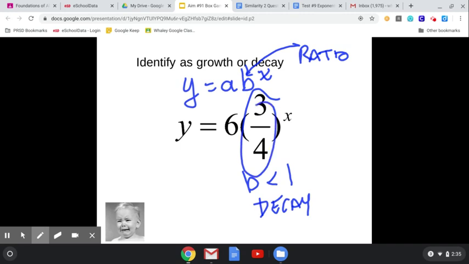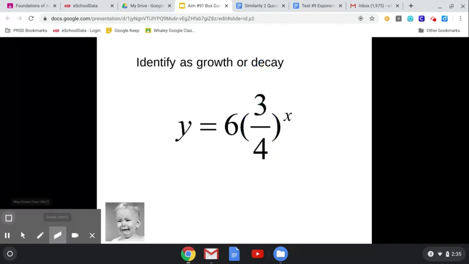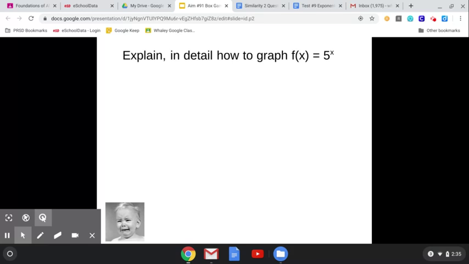If that was anything greater than 1, we'd be looking at growth. Okay, out of that. On to the next one. Explain in detail how to graph f of x equals 5 to the x. Well, I'll just explain that in detail to you.